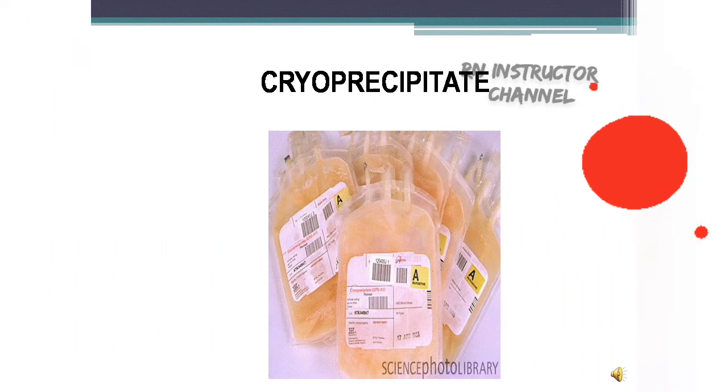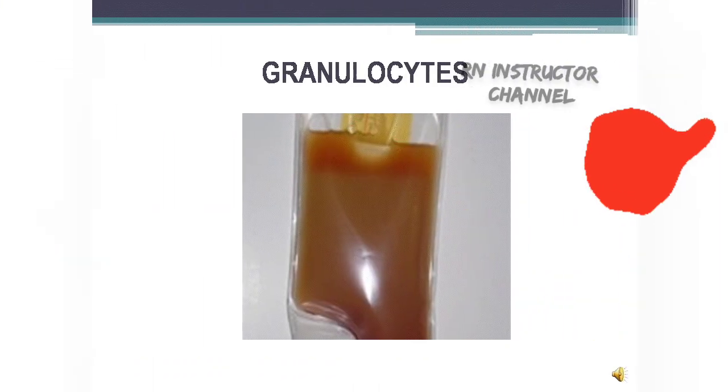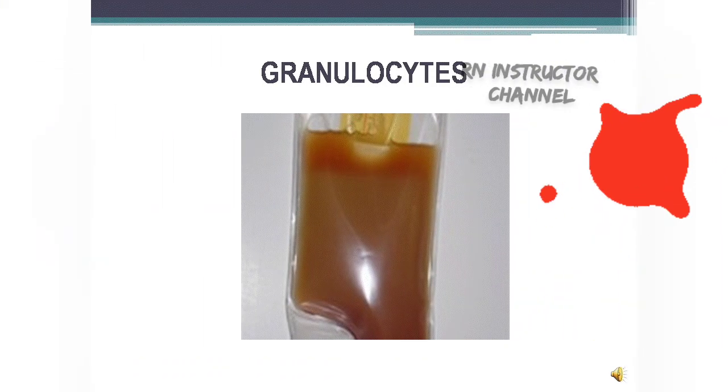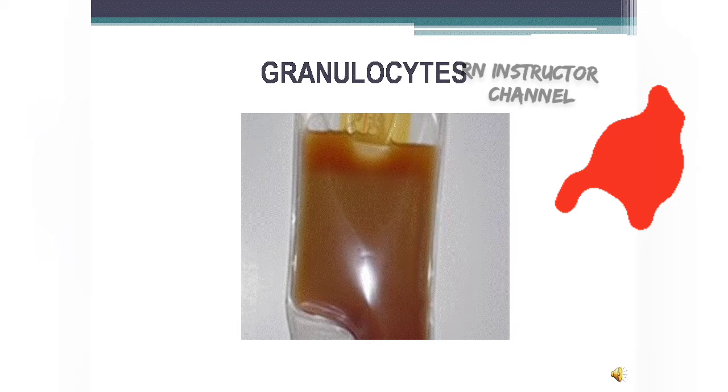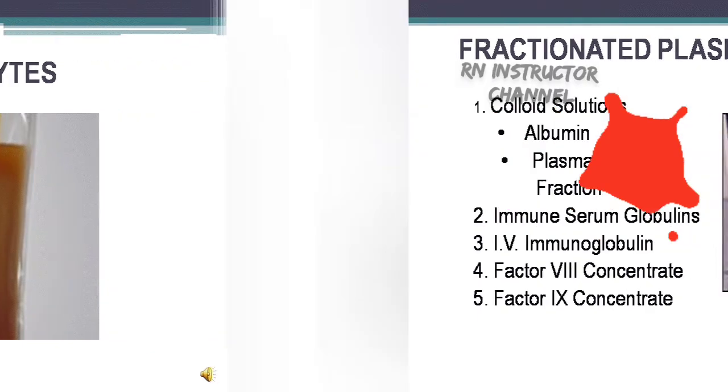Cryoprecipitate is the correction for deficiency of factor 8. Granulocytes are given in case of profound granulocytopenia, that is fewer than 500 granulocytes in the body. The indications are serious infections which are not responsive to antibiotic therapy, for which granulocytes are administered.